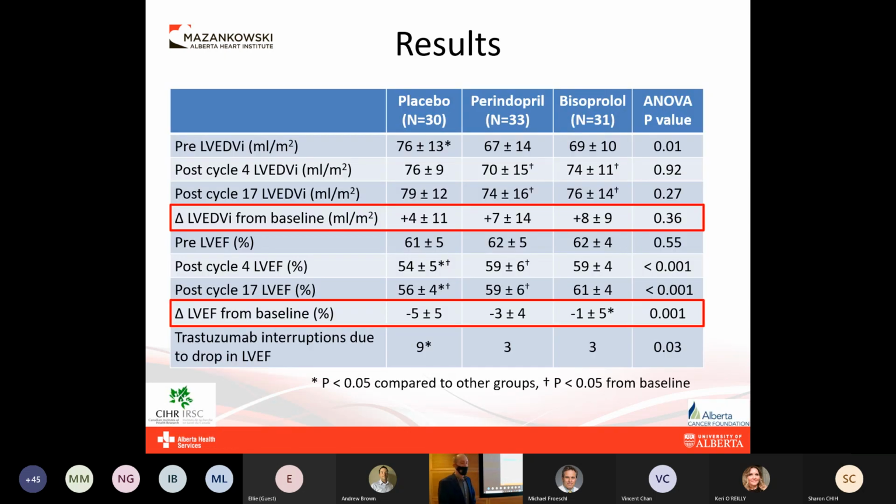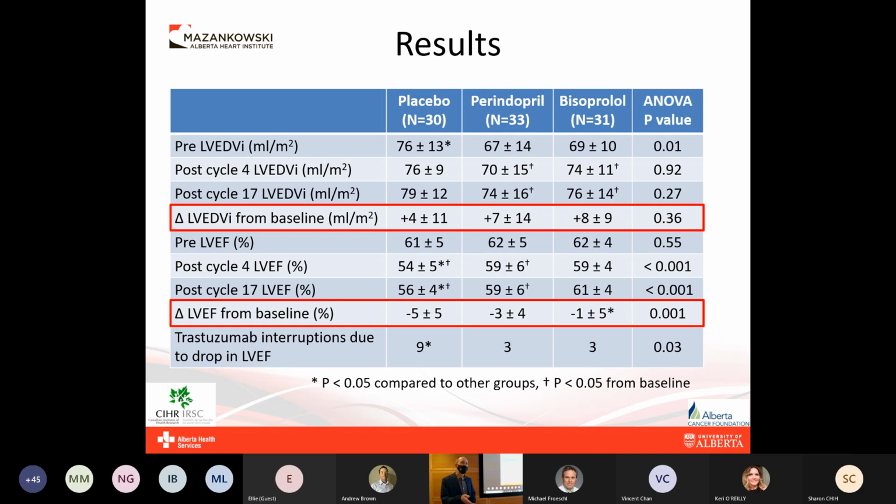And these are the main results of the study. We found that beta blockers and ACE inhibitors did not prevent remodeling, which was our primary outcome in the study, but they did prevent a decline in EF. So in the placebo group, there was on average a 5% decline in EF at 1 year. In the perindopril group, there was a 3% decline, and in the bisoprolol group, there was only a 1% decline on average.